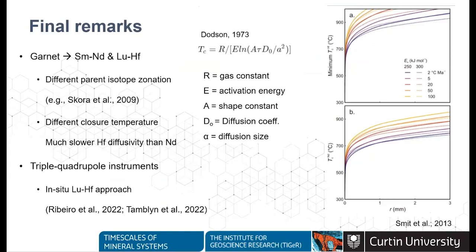Lutetium-hafnium is really good for those people that are interested in dating the core of the garnets, and especially if you have textural complexity and you want to target this complexity, definitely use the in situ lutetium-hafnium approach. I think for now there are only 2 papers published, okay, 3 papers published with this, and there's a lot of space for contributing and publishing cool science.